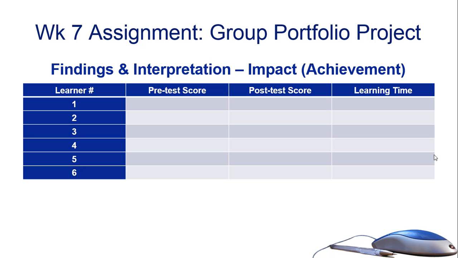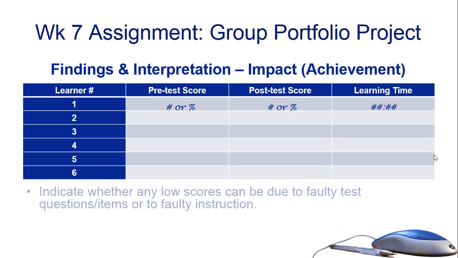Then comes the findings on your impact on achievement. And so you're going to have a separate table where you list each of the learners, and remember that 6 is the required number. And you're going to include your pretest score results. You can use a number, percentage, or whichever way you want to present it. The same for post-test scores. And then the learning time, how much time they spent going through your materials.